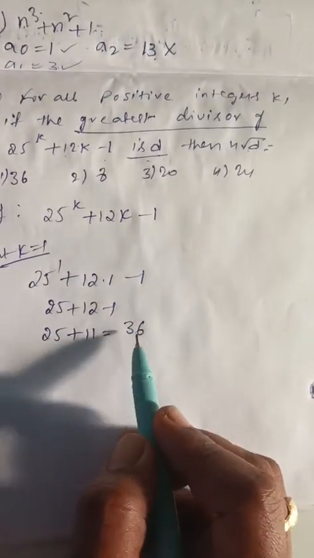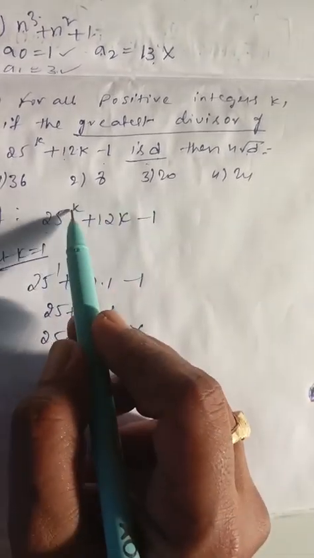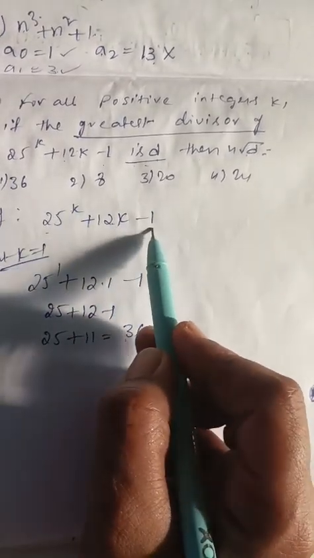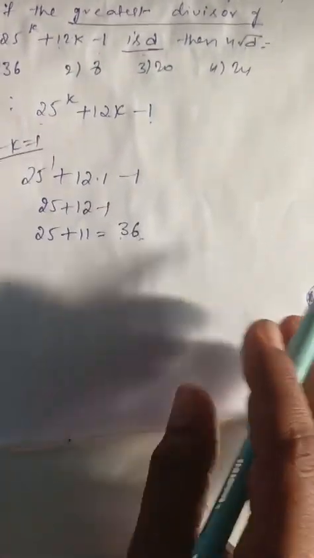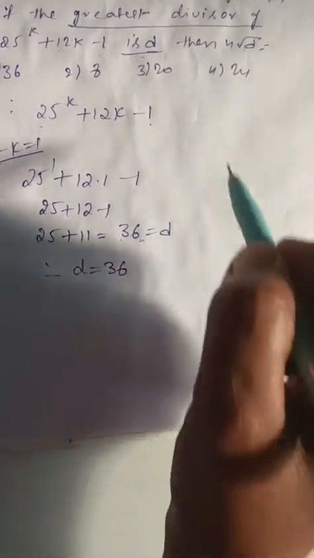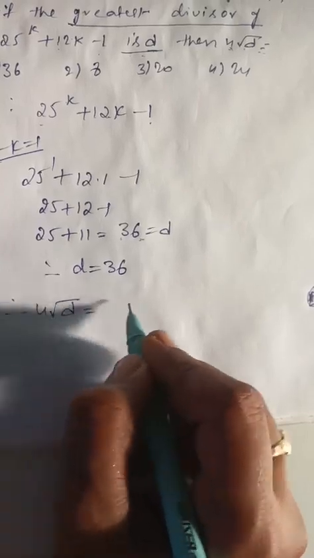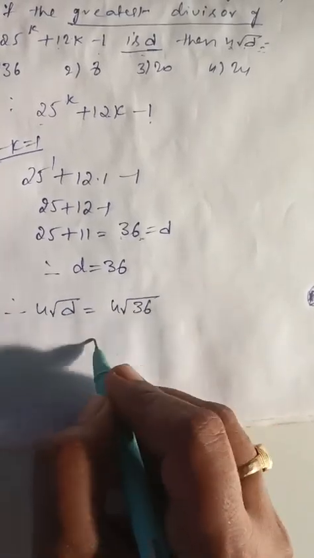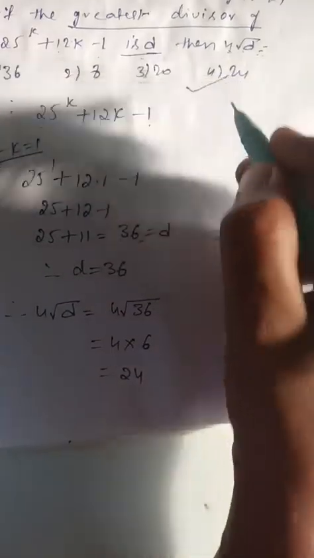So here 36 is divisible by the greatest divisor of 25 power k plus 12k minus 1. Okay, but here this divisor is d, which is given. So d equal to 36. So we need to find 4 root d. Therefore 4 root d equal to 4 root 36. So root 36 is 6. So 24 is the answer.